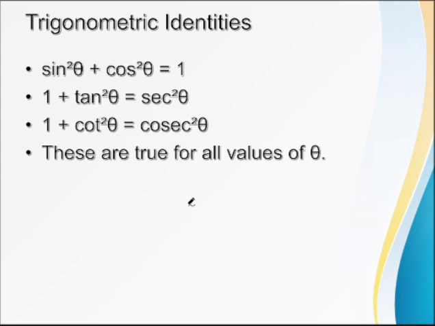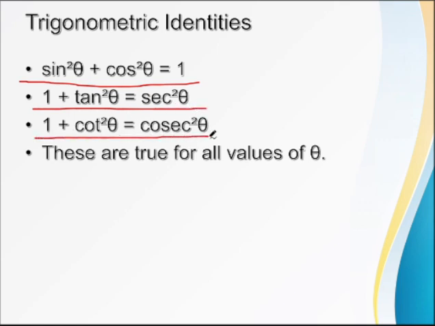Next we have trigonometric identities. In class 10 you will get three trigonometric identities, which are sin square theta plus cos square theta equals 1, 1 plus tan square theta equals sec square theta, 1 plus cot square theta equals cosec square theta. These are true for all values of theta.